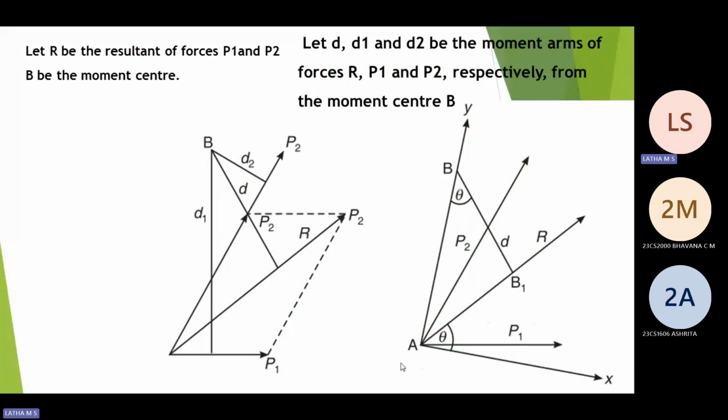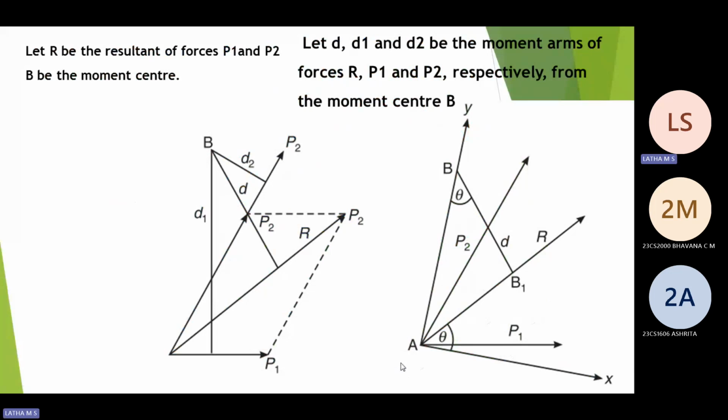Look at the diagram and see the angle theta. What is the angle theta? It is representing the resultant R. The resultant R is between P1 and P2, and the resultant is at an angle of theta with respect to X. We are projecting everything onto the XY axis, because we are working on a coplanar system.